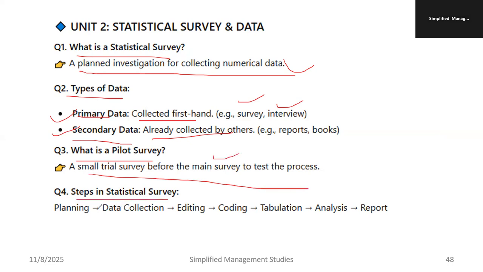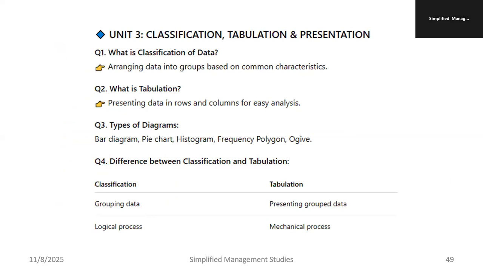What are the steps in a statistical survey? First of all, planning is done. Next, data collection. Later on, editing, because some data may not be relevant, and that editing should be done. Later, coding. Finally, you have to prepare the tabulation, then perform the analysis and generate the reports. These are the important steps in the statistical survey, which is a very important question you have to explain individually.